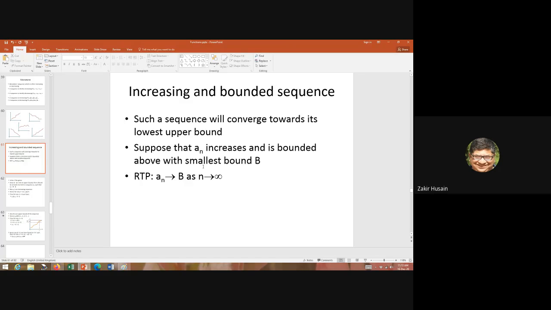Now the theorem says that a sequence will converge towards its lowest upper bound. That means in this case up till 10. So what's the proof of this? Suppose that we have a sequence an and it increases and the upper boundary is b. So we have to prove that an tends to b as n tends to infinity.